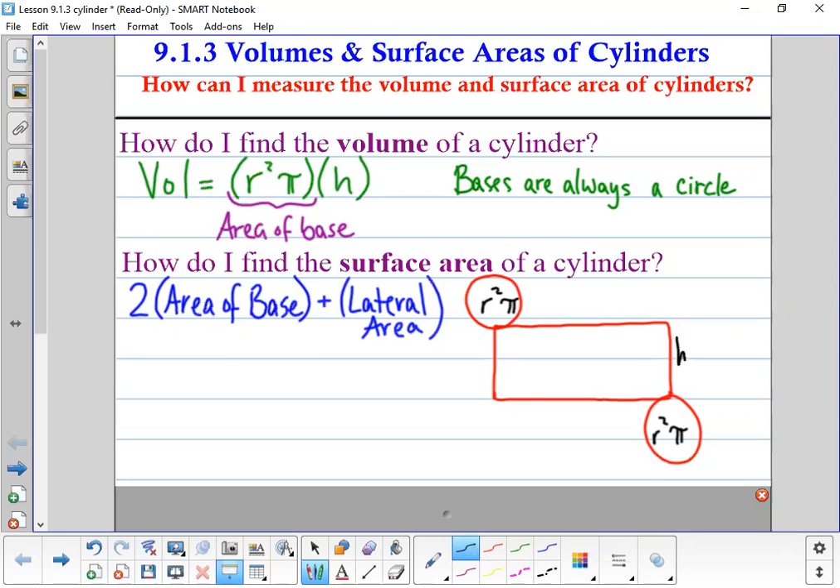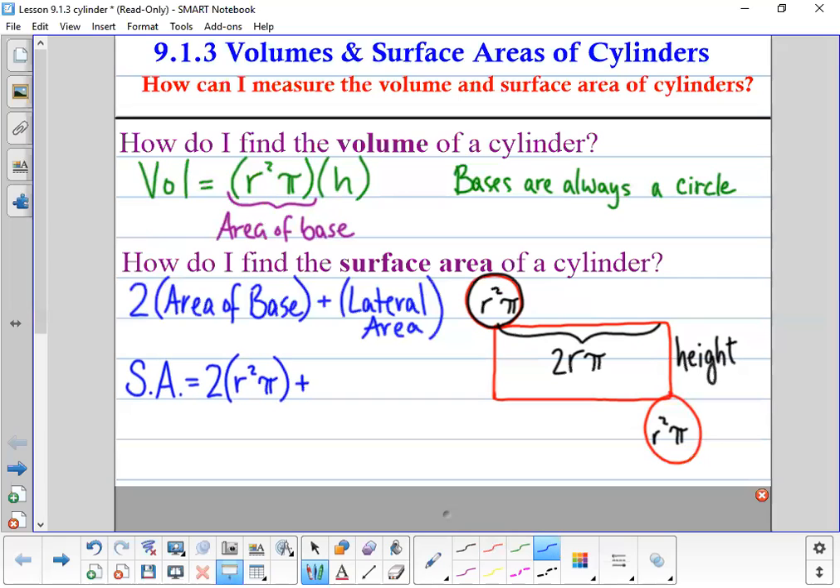And then my height is one of the dimensions of my rectangle. And what we discovered here is that this length is the circumference of this circle. So this is going to be 2 times the radius times pi. So we can generalize this into a formula. And that formula would look like this. The surface area is equal to 2 times the area of the base, which since they're a circle, it'd be r squared times pi, plus the lateral area, which is the circumference of that base, 2r pi, times the height.